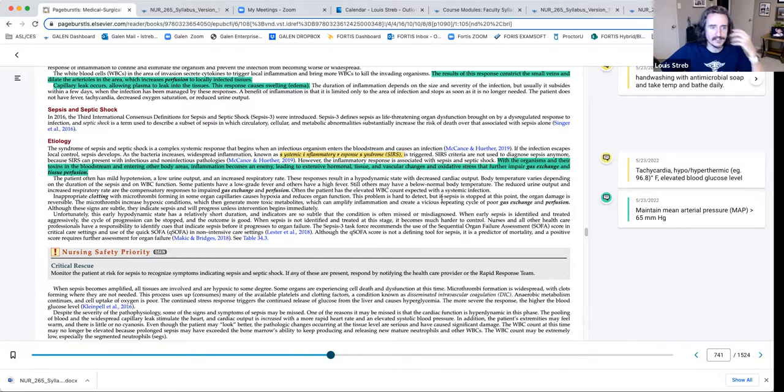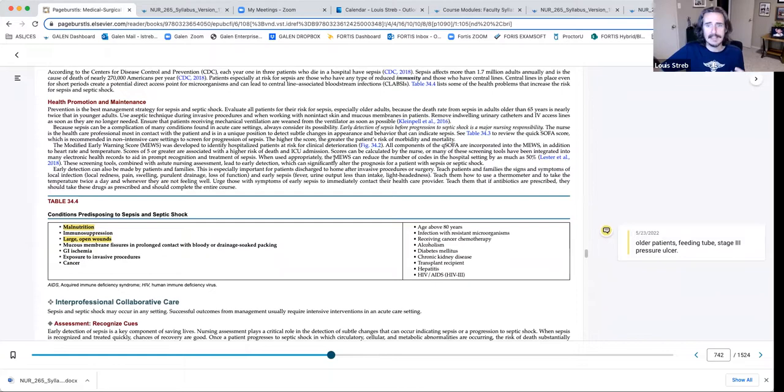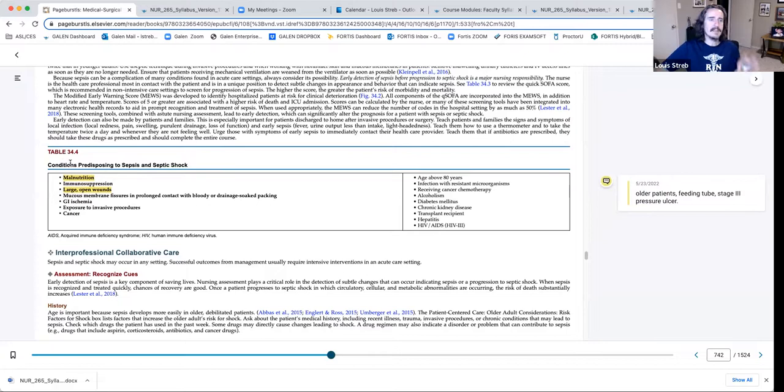All right. There's a lot. You go back and read all this. There's a lot of stuff in here. I don't have time to go over all of it at 7 o'clock here, but I do want to talk about a few things. Conditions predisposing you to sepsis and septic shock. Older people, you have an infection. You have chemotherapy, because that decreases your what? Immune system.